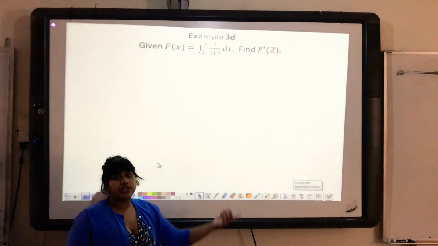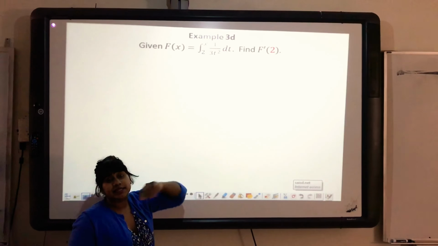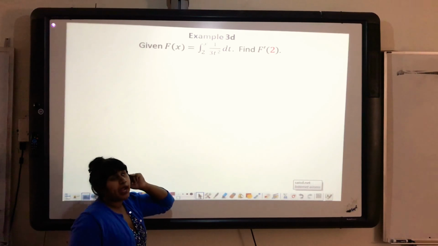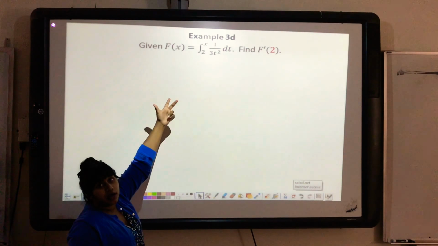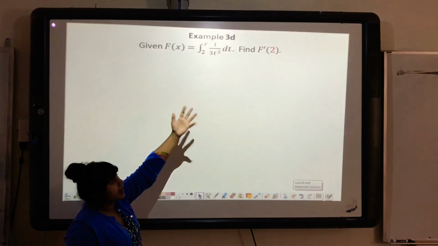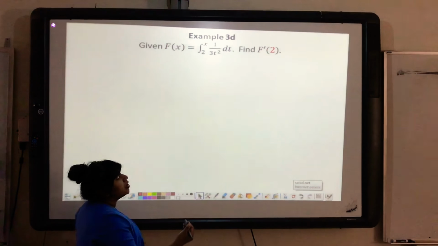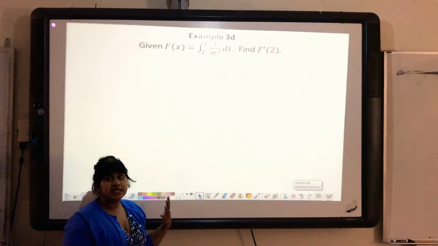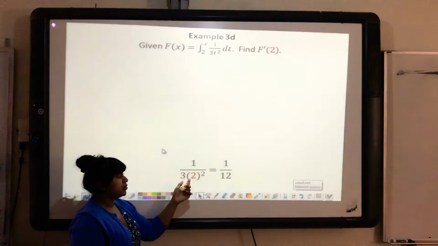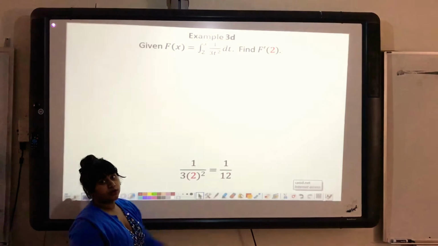And again, the only difference between question C and D is that 2. So instead of x, we're going to plug in our 2. Okay, this time though, our theorem is going to be a little different. So what happens when we plug in that 2? We get 1/12.